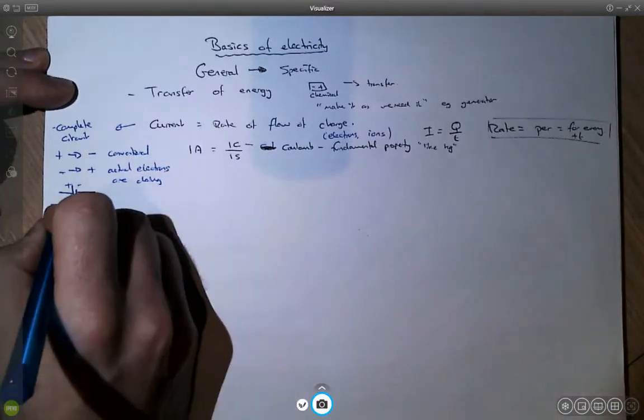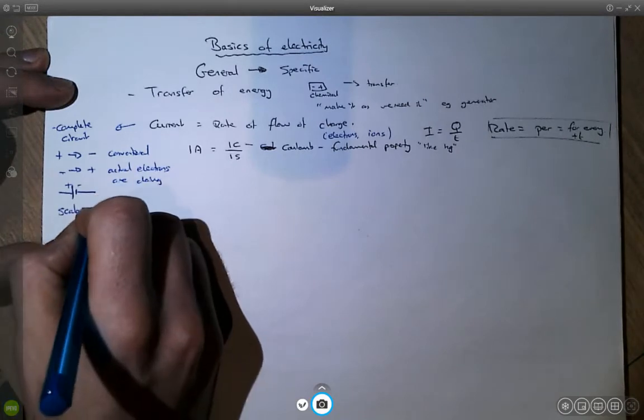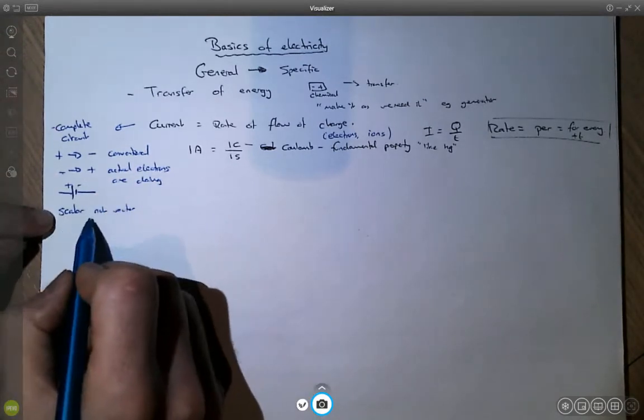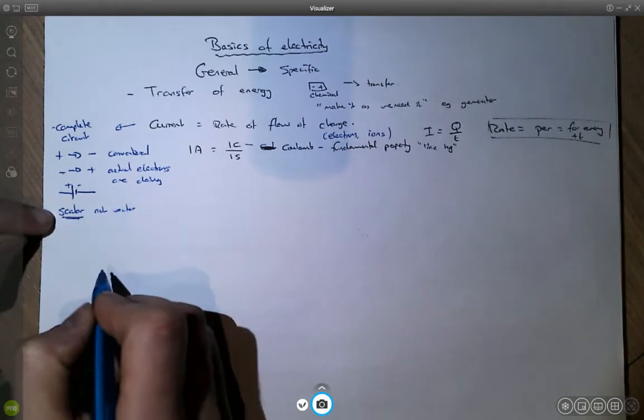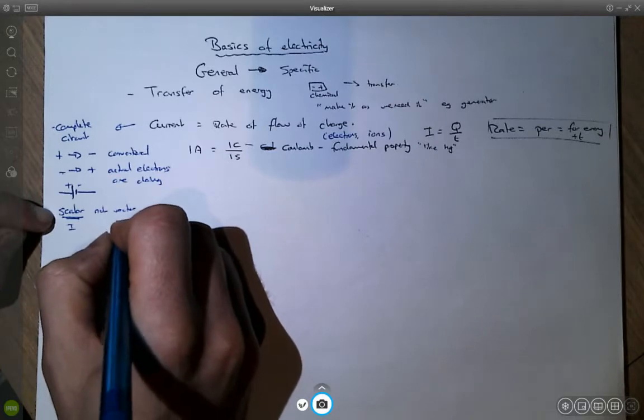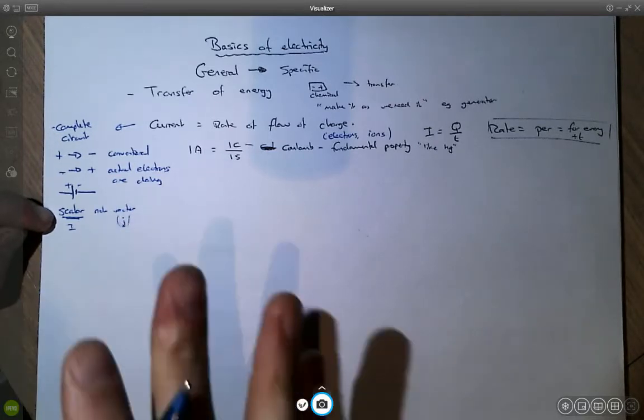The other useful thing to remember is that current is technically a scalar, it's not a vector. Even though we can have positive and negative directions of current, it still is a scalar. There's something called current density, which is a vector, but it's not even A level, that's beyond A level.